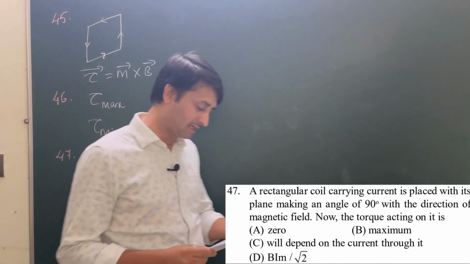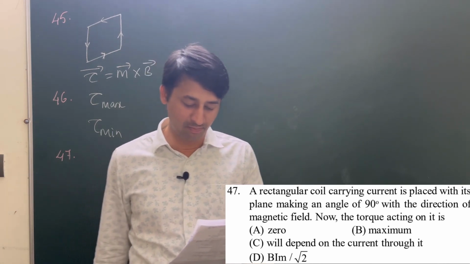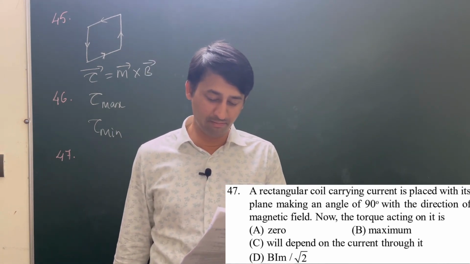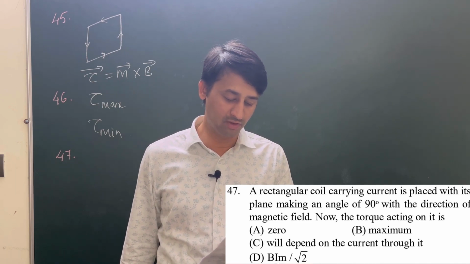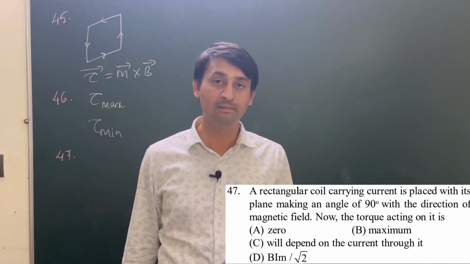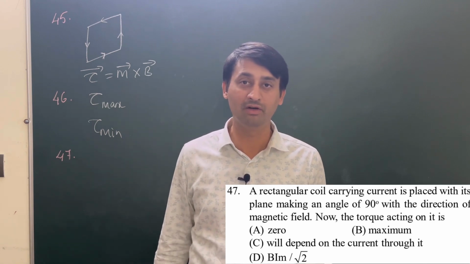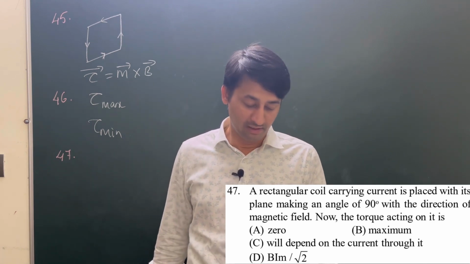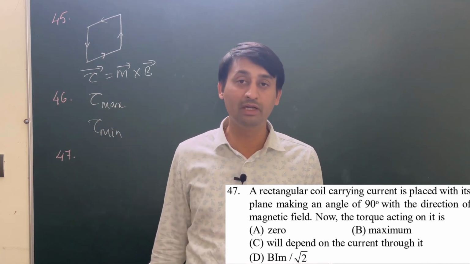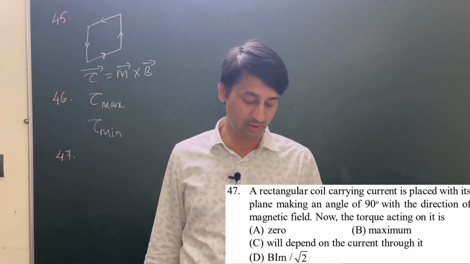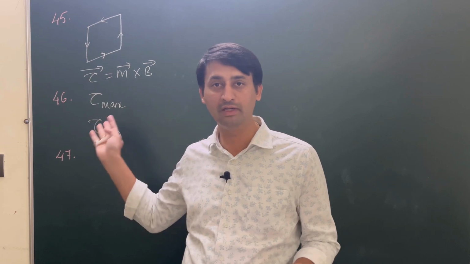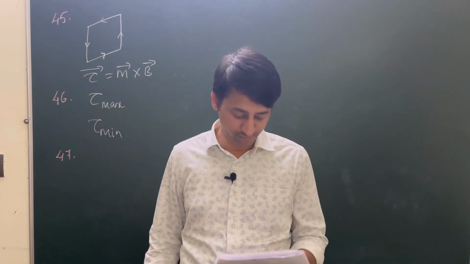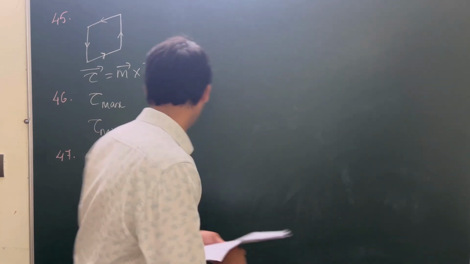Question number 47. A rectangular coil carrying current is placed with its plane making an angle of 90 degree with the magnetic field. Now the torque acting on it is, since it is perpendicular to the magnetic field, the torque acting on the rectangular loop will be equal to 0. Option A is the correct answer. If perpendicular, what happens to the torque value? It becomes 0.